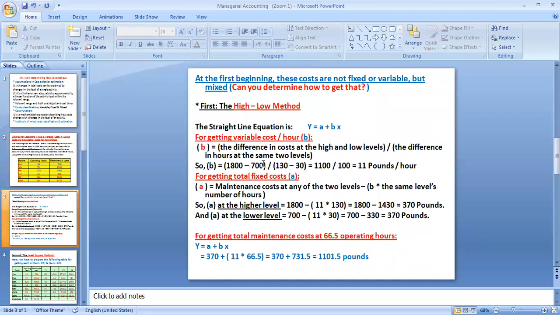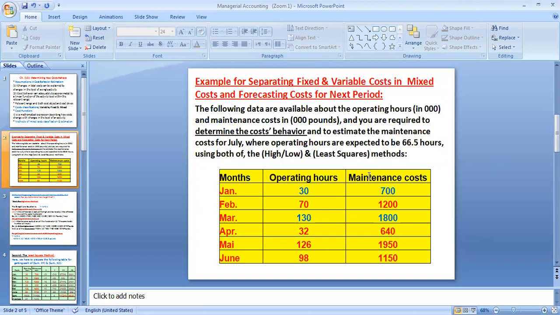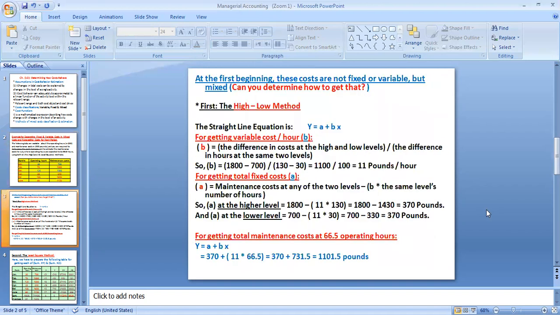So the difference in cost divided by the difference in number of hours gives me 11 pounds per hour, right? Then how to get the fixed cost? As each hour needs 11 pounds variable cost, the 30 hours times 11 we will deduct from 700. The 130 times 11 will be deducted from the 1,800. In the two cases, I will get 370, 370. So 370 is the fixed cost.